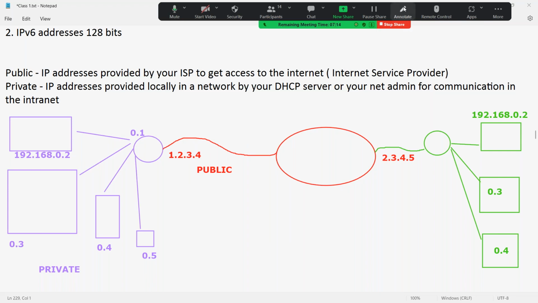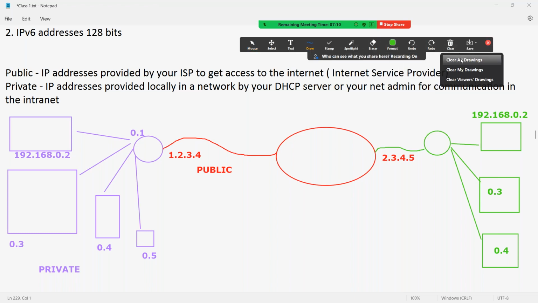Let me clear these drawings first. Again, guys, I'm going to clear the drawings. You'll be getting them in the recording anyhow.